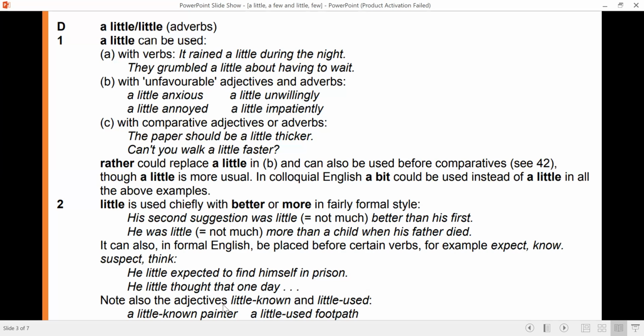Note also the adjectives little known and little used. So little can also be used with adjectives like little known, little used, etc. A little known painter, a little used footpath, etc.